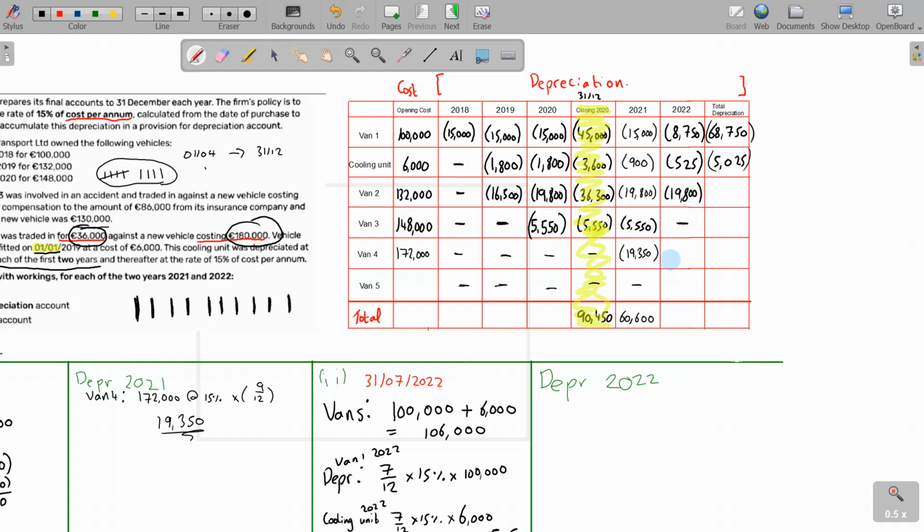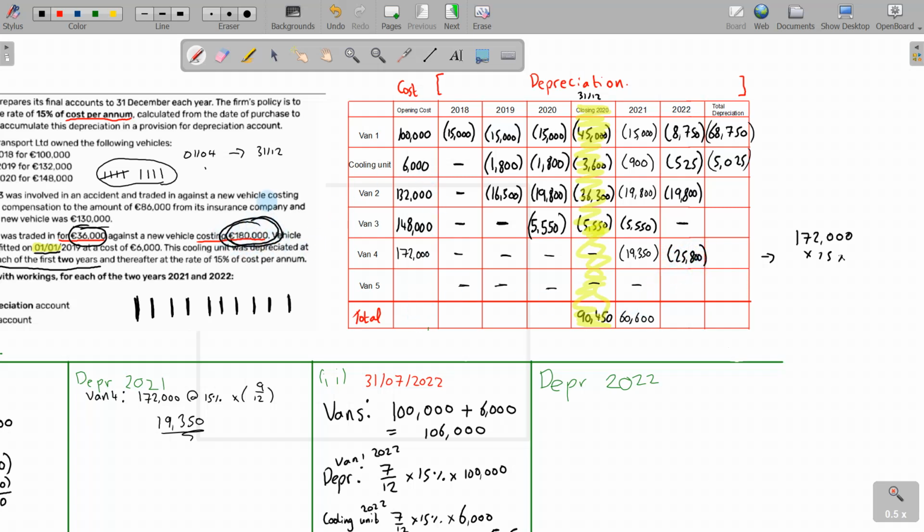Was Van 4 touched? No. So depreciation for the full year of 170,000 at 15% is 25,800. Okay. Talking about Van 5.